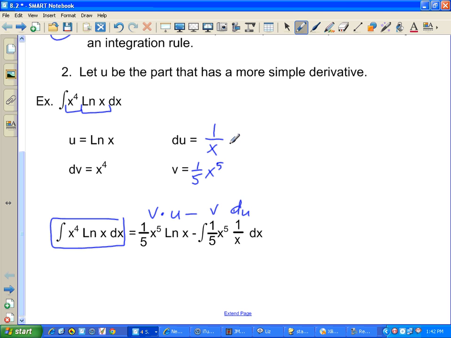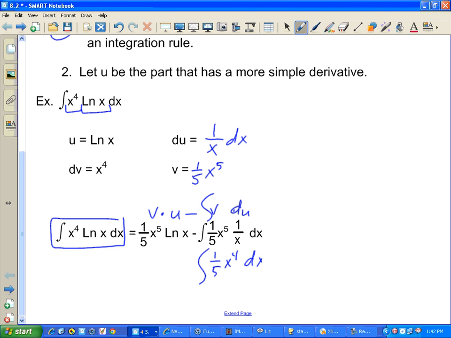Now I often forget to put the dx on here, but anytime you take a derivative, there's always a dx that comes along. That's just your chain rule. So the derivative of ln x is 1 over x. The derivative of x is dx. Okay, so we've got this, and now I need to finish by integrating this part here. But this is a simpler integration than what I started with, because x to the 5 times 1 over x is just x to the 4.